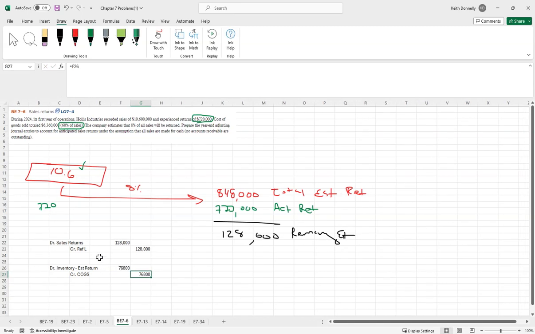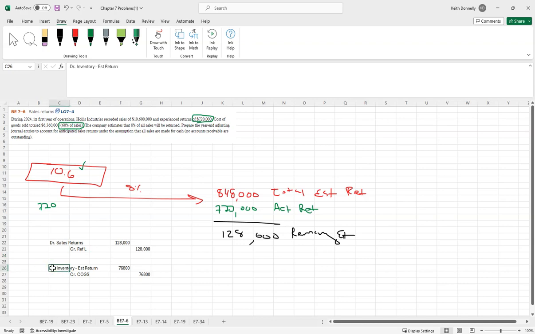And again, why are we doing this? When we sold the inventory, we got it off the books. Now we expect, in theory, an estimate that some of that we're going to get back. So we're going to debit inventory for what we expect our estimated returns to be.